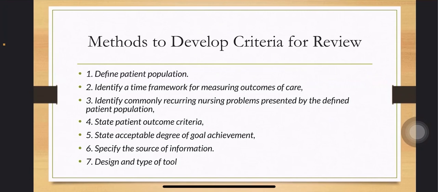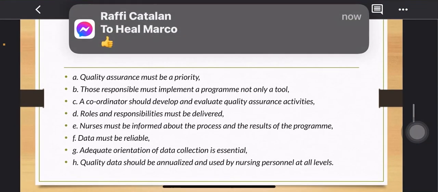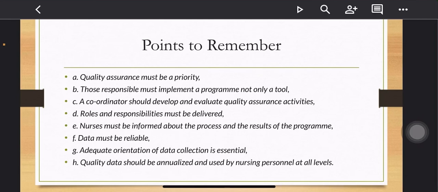Six, specify the source of information. And seven, design the type of tool. But there are some points to remember. A quality assurance must be a priority.